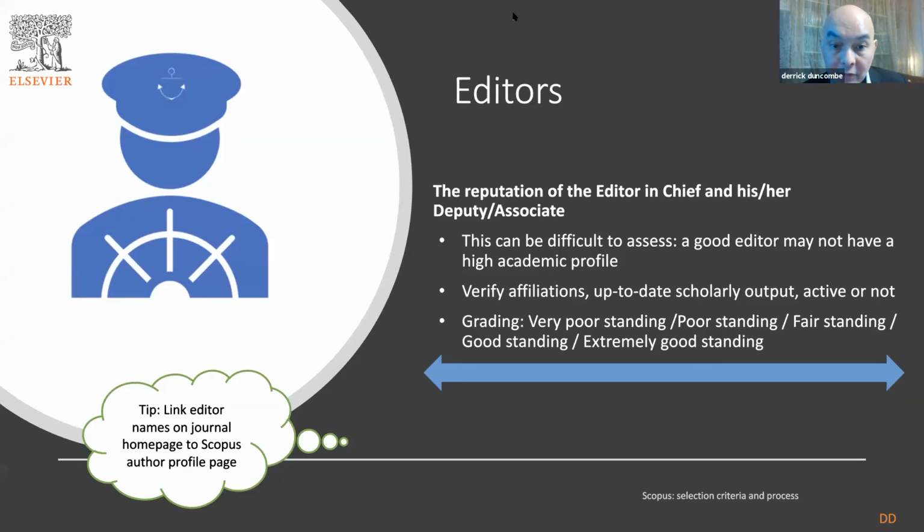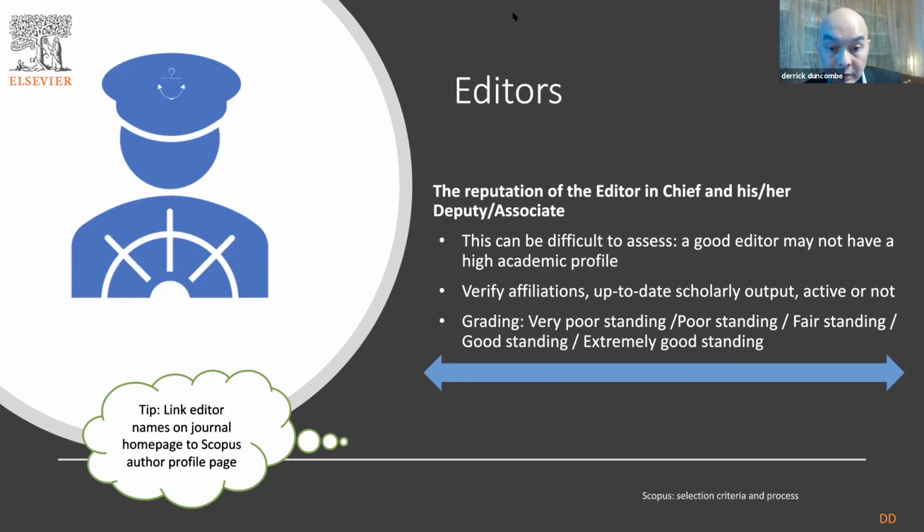So as an editor itself, the reputation of the editor-in-chief and his or her deputy or associate is actually very, very important. You may say it's very difficult to assess, but a good editor may not have a high academic profile. Some are actually professional editorial managers, some are just called managers. So how do you assess? Again, it's based on the quality of your journal, the quality of the person. If this person has managed before, and is actually managing this journal, and the quality of the journal has been increasing over the years, and it's become thicker in terms of volume, all these are various key things.